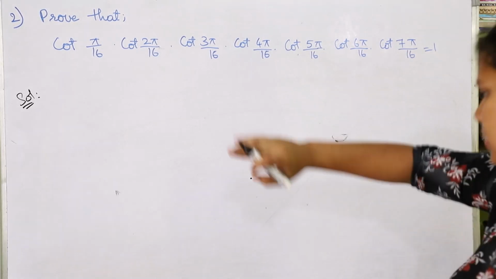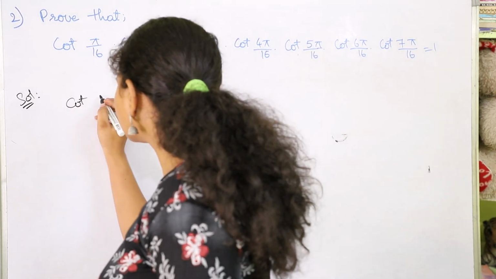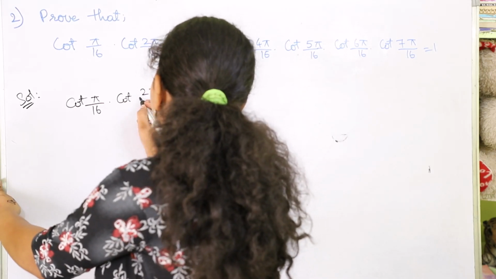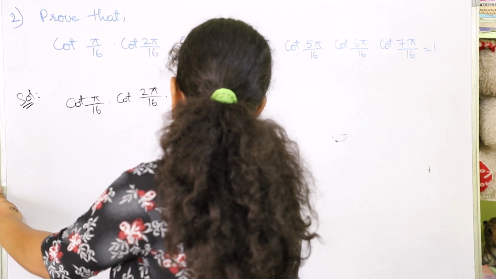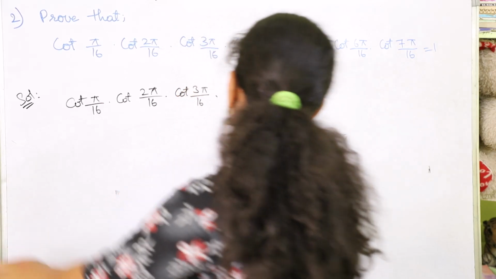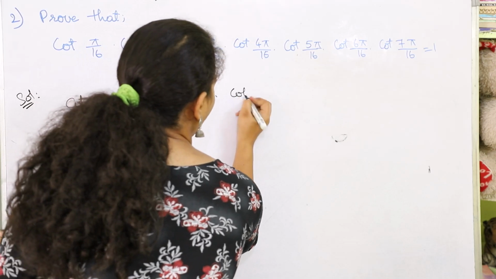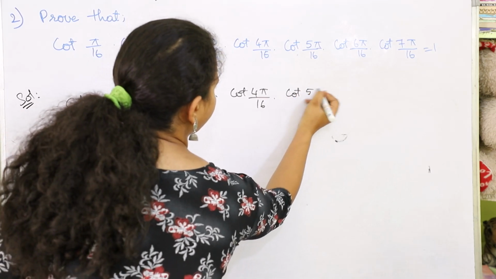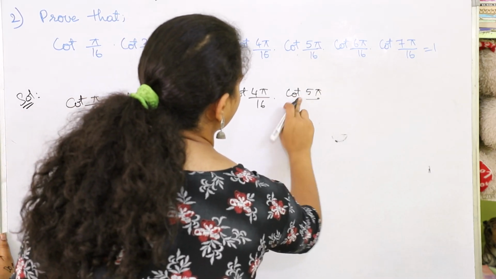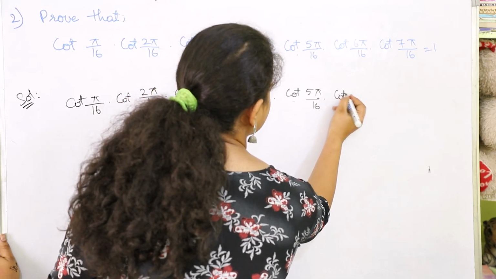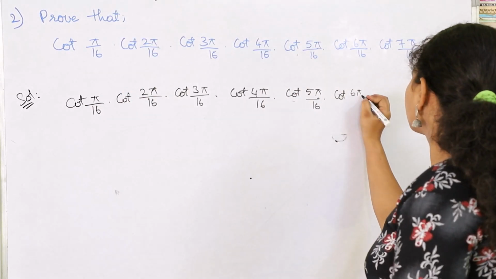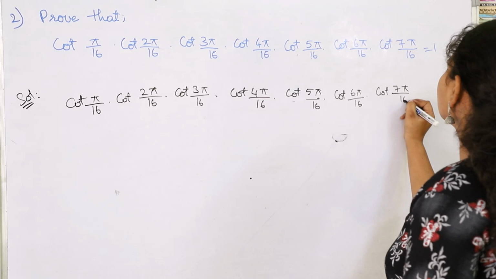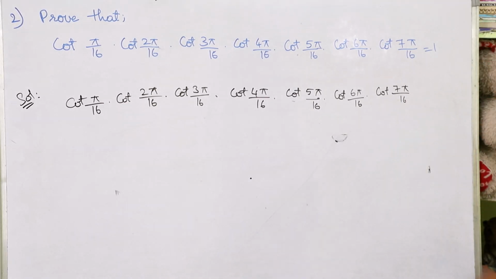Here guys, just write it down: cot pi by 16 into cot 2 pi by 16 into cot 3 pi by 16 into cot 4 pi by 16 into cot 5 pi by 16 into cot 6 pi by 16 into cot 7 pi by 16. Guys, just have a look over here. Listen carefully.